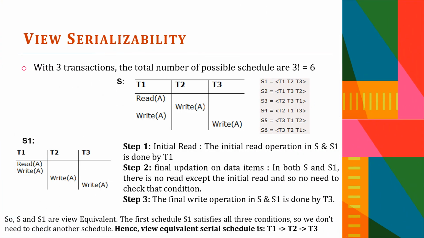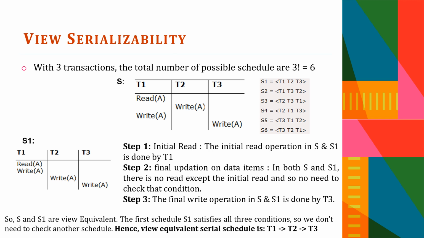As we know, for n transactions, the total number of possible schedules is n factorial. In this given schedule S, we have three transactions, T1, T2 and T3. So for three transactions, the total number of possible schedules is 3 factorial, which is equal to 6. The various schedules are: in S1, T1 followed by T2, then T3; in S2, T1 executes first, then T3 followed by T2; and in S6, T3 is executed first, then T2, then T1. So based on the order of execution, we have 6 possible schedules.